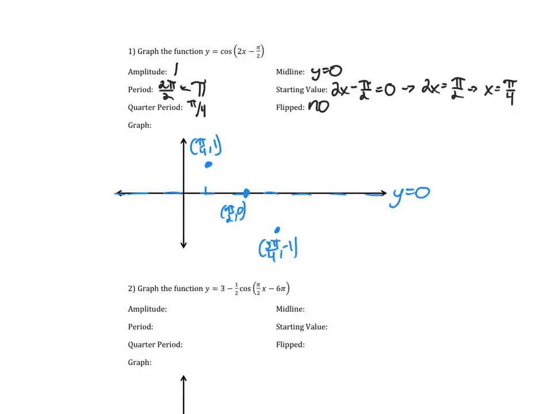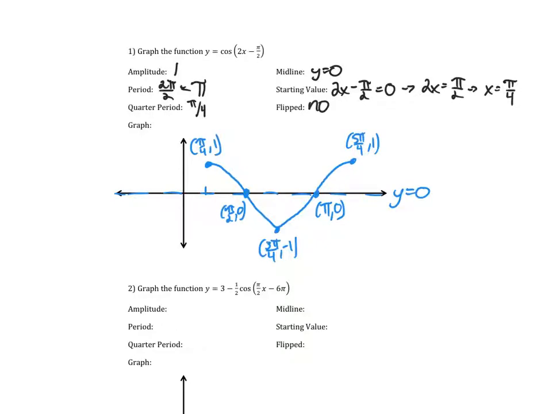Add another quarter period. That's 4 pi over 4, or pi, comma 0, and then add another quarter period. That brings me to 5 pi over 4, comma 1. Right, and then there is my graph. There should not be such a sharp V at the bottom as I drew, so it should be a little bit smoother. But there is our graph.